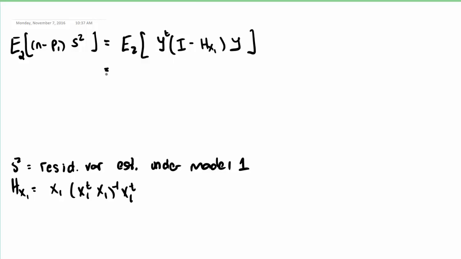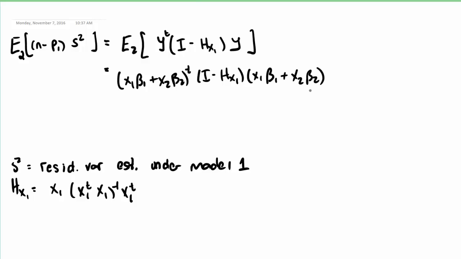Okay, so recall our formula for the expected value of quadratic forms. The part that we want is the expected value of y transpose, times I minus h of x1, times the expected value of y. Recall that we're assuming model 2, so the expected value of y is x1 beta 1 plus x2 beta 2, then transpose, I minus h of x1, and then x1 beta 1 plus x2 beta 2. So there's that part. And then there's the trace of the middle part times the variance of y. That's the trace of I minus h of x1, times the variance of y, which is sigma squared times I. I'm just going to omit the I.